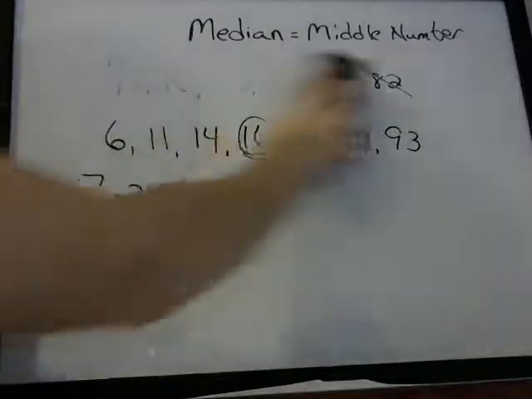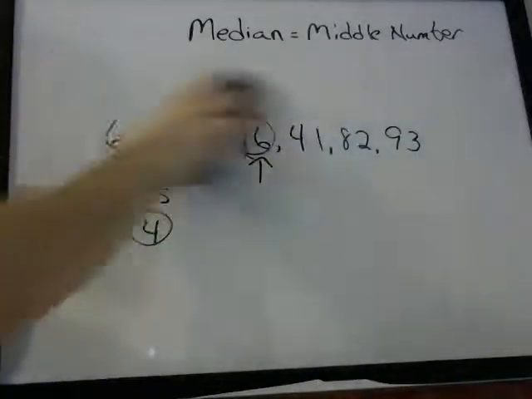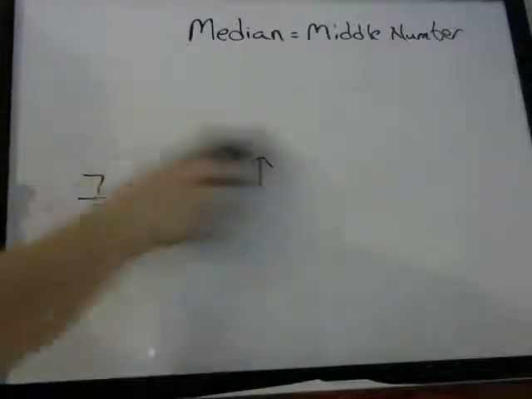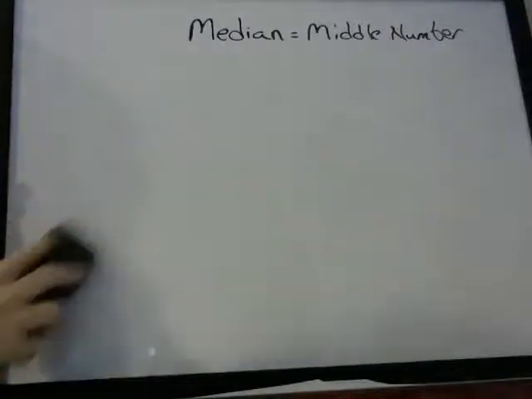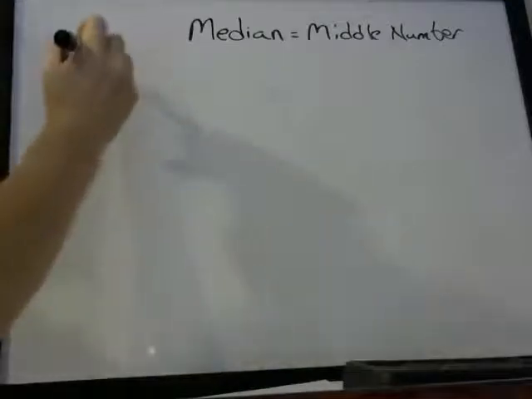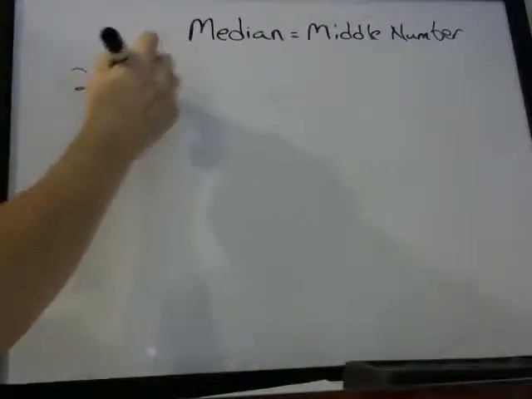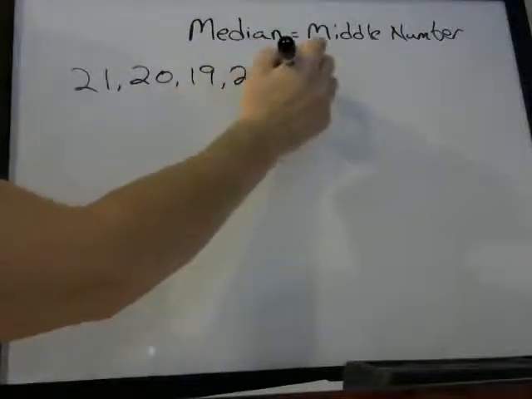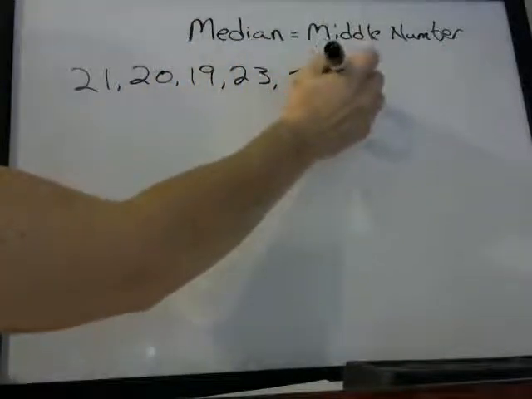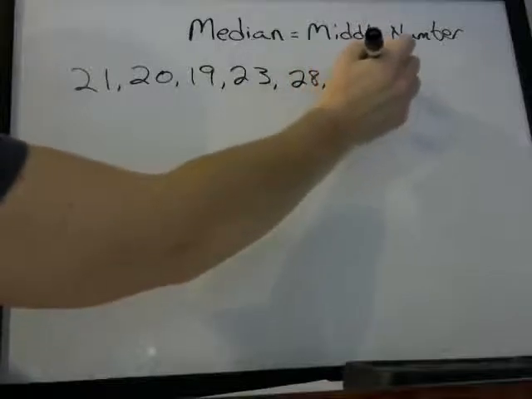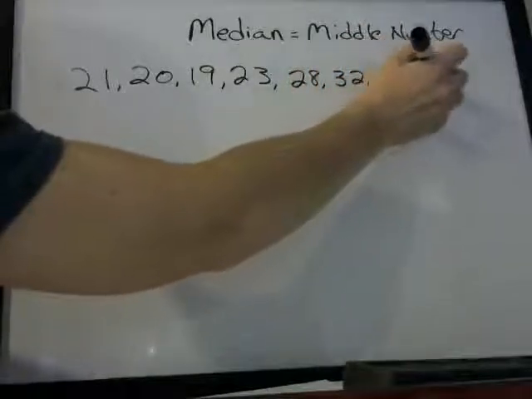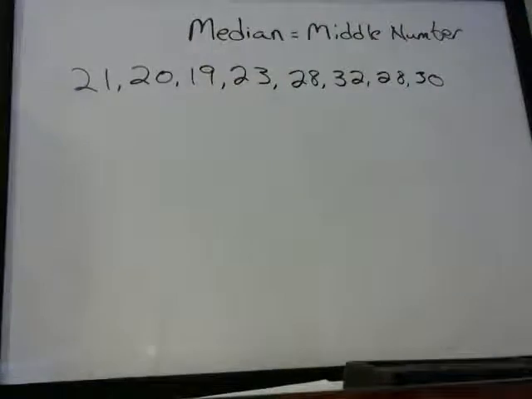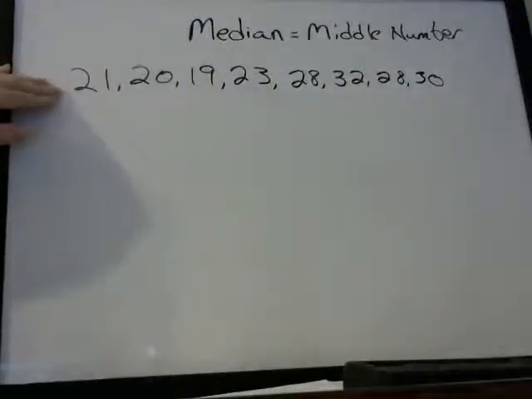So that was an odd number in our data set. Let's say we have an even number in our data set. Let's say our data set is 21, 20, 19, 23, 28, 32, 28, and 30. So again, we see the word median in the question. We're immediately going to just write these numbers in ascending order.